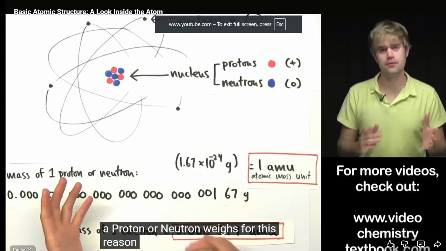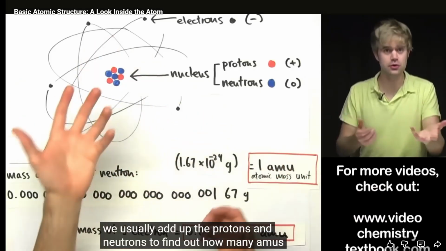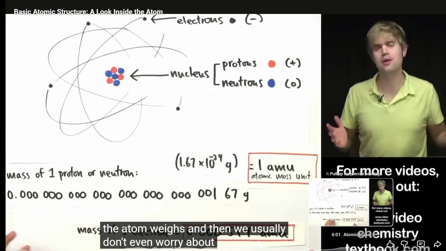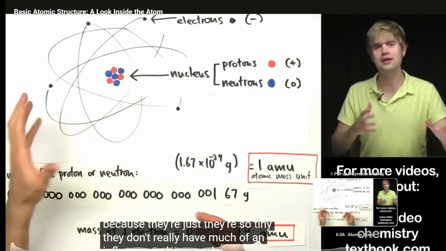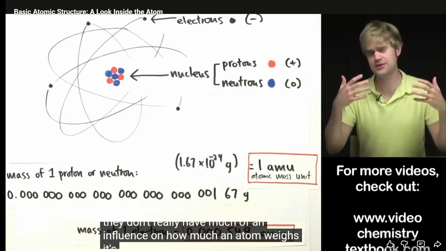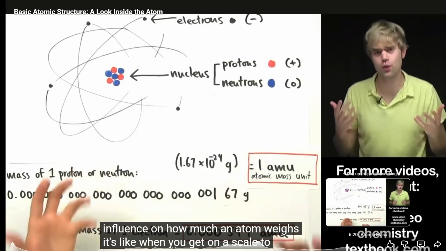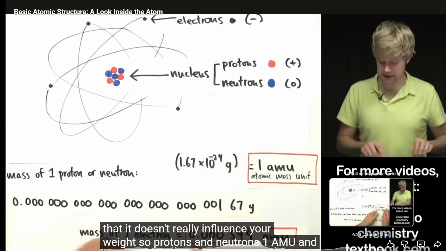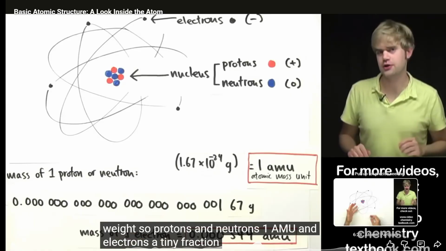For this reason, when we're talking about the AMUs an atom weighs, we usually don't even worry about the tiny electrons. They don't affect how much an atom weighs much. It's like when you get on a scale to weigh yourself, how much you weigh, that's 1 AMU, and electrons are a tiny fraction of that.